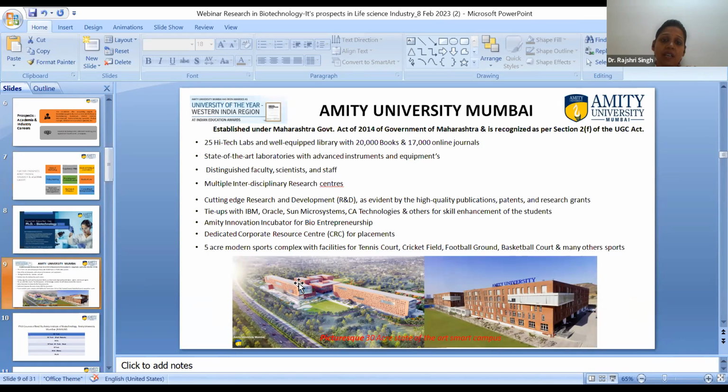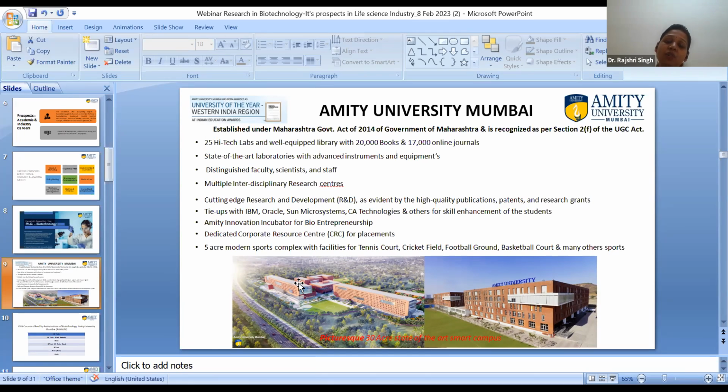We have state-of-the-art laboratories and advanced equipment and instruments. We have distinguished faculty, scientists, and staff, multidisciplinary research centers, and centers of excellence, and we are known for our cutting-edge research and development, which is highly evident by our high-quality publications, patents, and research grants. We have tie-ups with industries like IBM, Oracle, Sun Microsystems, CA Technologies, and others for skill enhancement of our students.